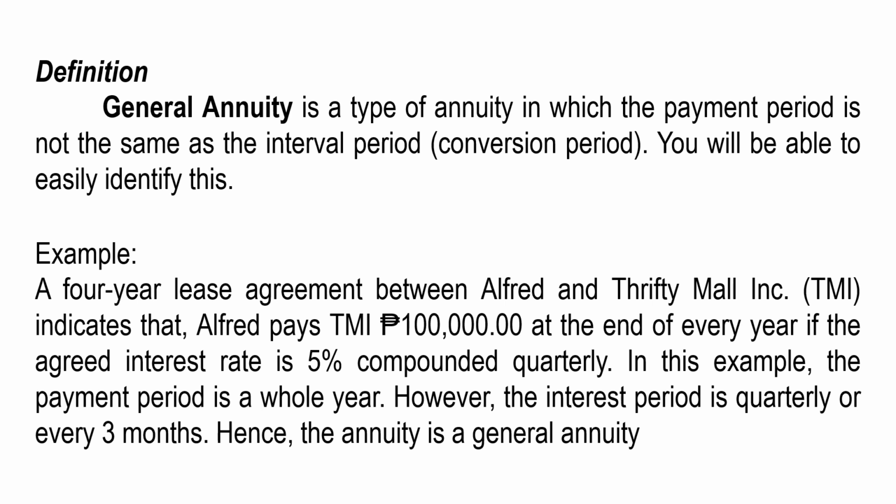So let us now deal with the formal definition of general annuity. Again, a general annuity is a type of annuity in which the payment period is not the same as the interval period or conversion period. You will be able to easily identify this. Again, what's an annuity? If there is a payment period which is not the same as the interval period, that annuity represents a general annuity.